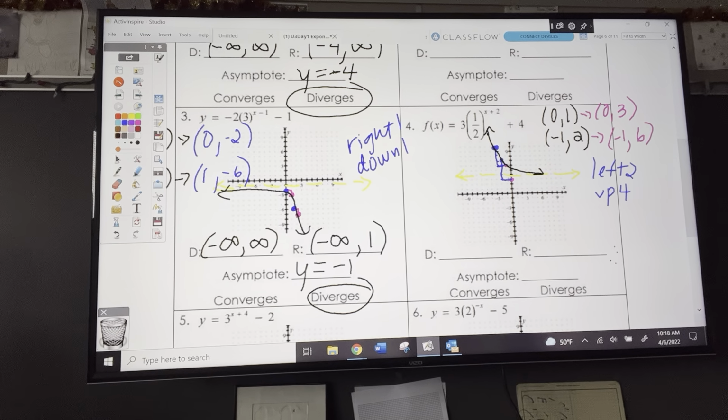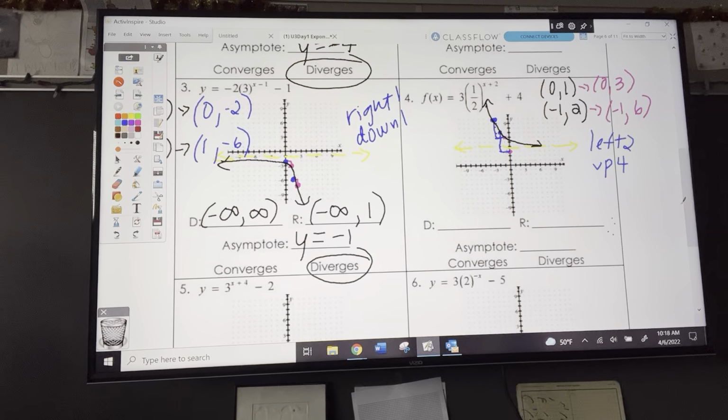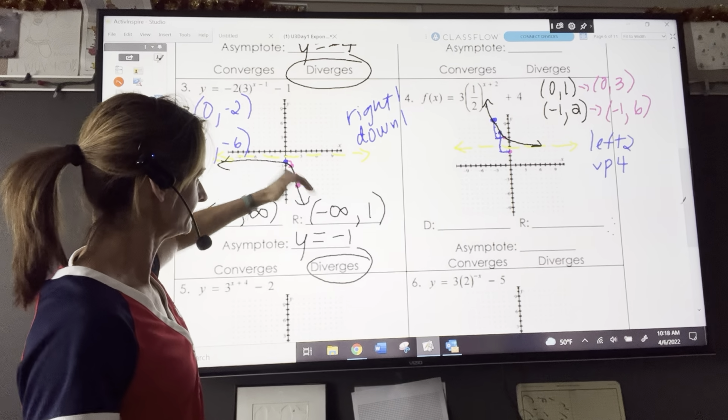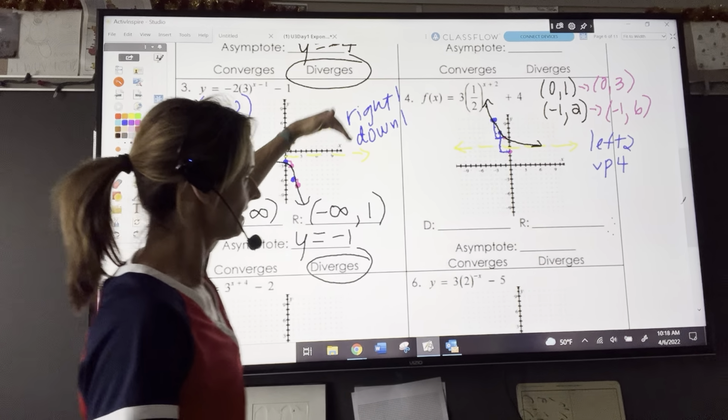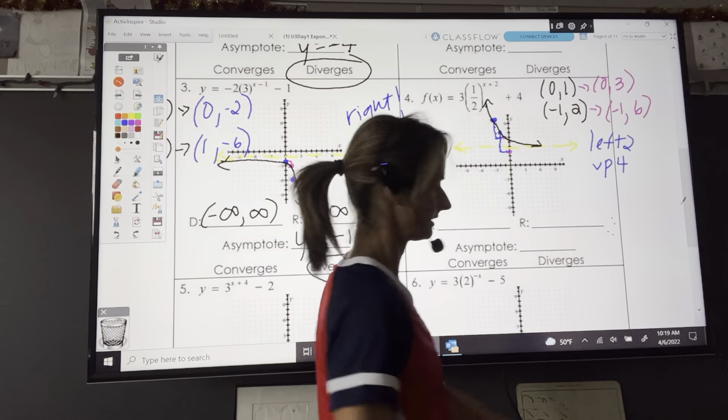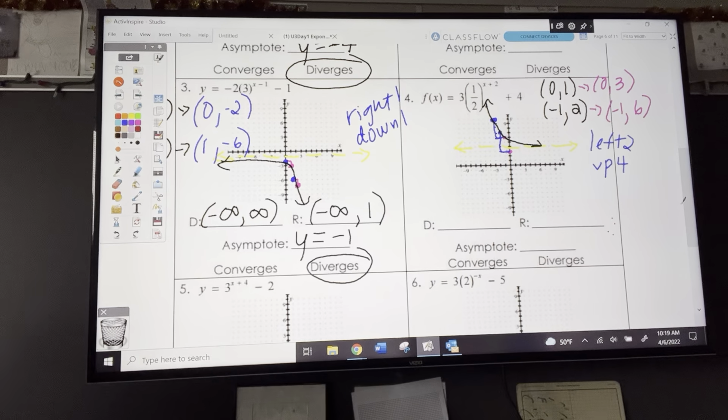And notice this graph is now approaching the asymptote. In problem number 3, the graph is diverging. This graph is going towards the asymptote, so it's converging. That's the difference between those 2 words. We already know the asymptote is at y equals 4, and the domain's the same.